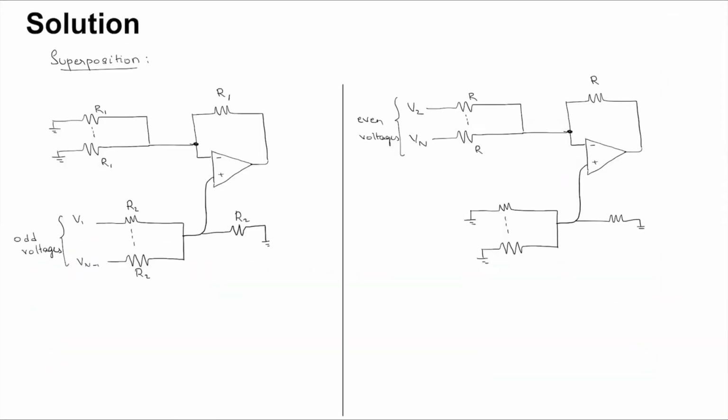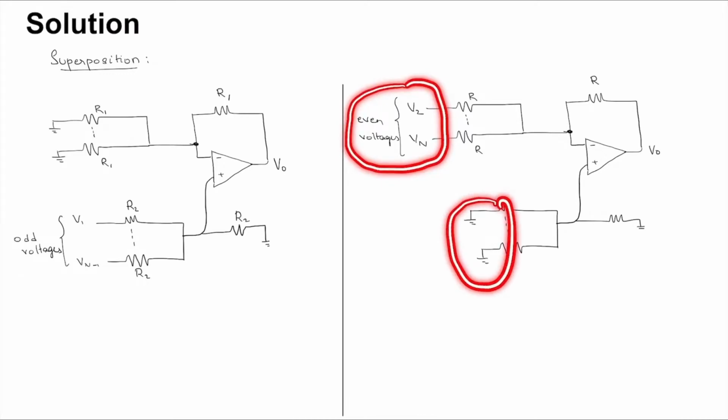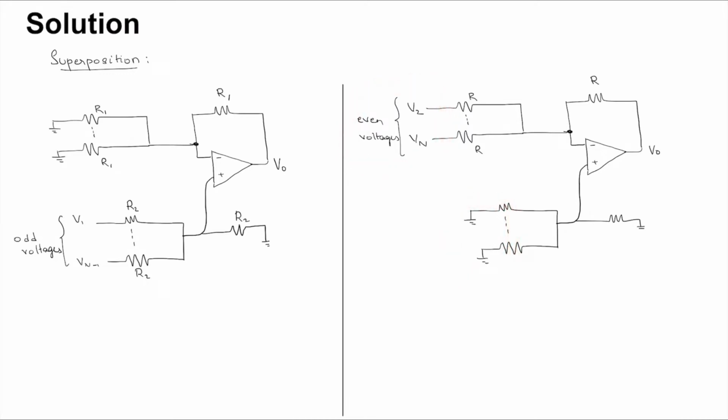We can find out the output voltage Vout by the superposition principle. Here I have taken the same circuit and drawn it with the odd voltages enabled and the even voltages nulled, and here is the circuit with the even voltages enabled and the odd voltages nulled. So let's analyze the circuit on the left.